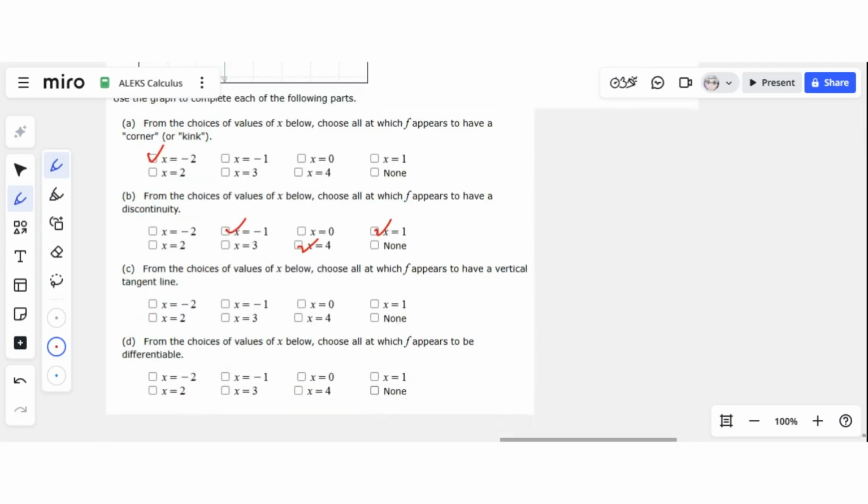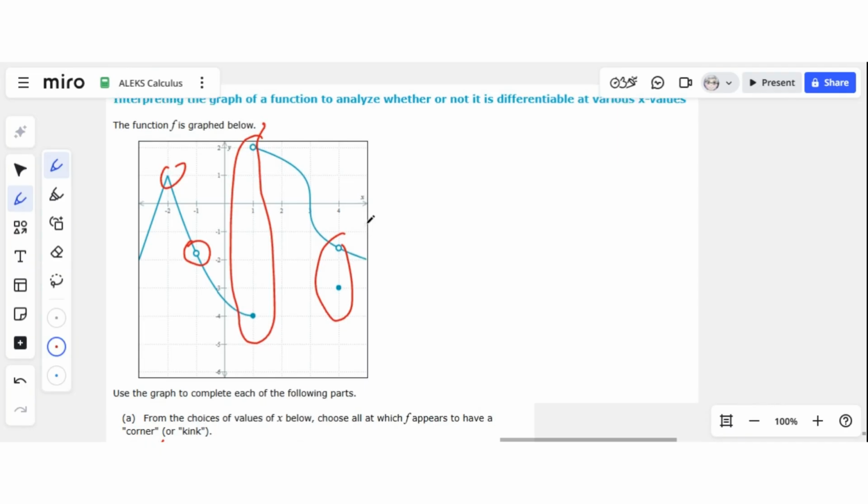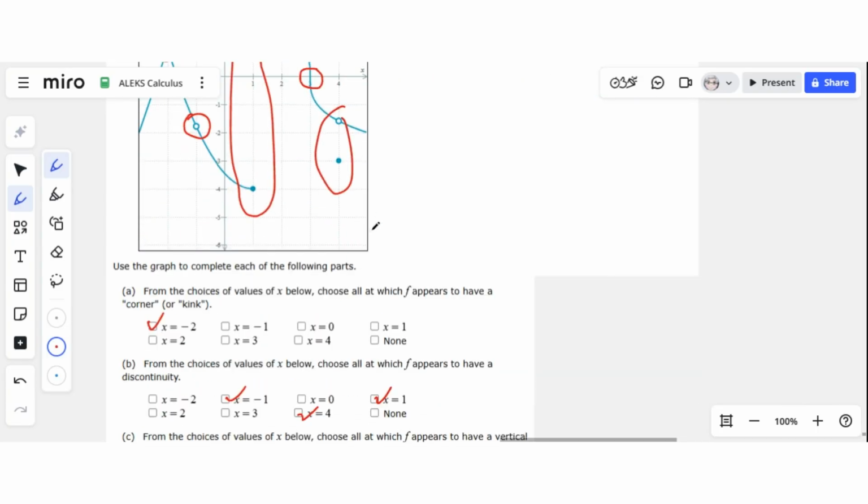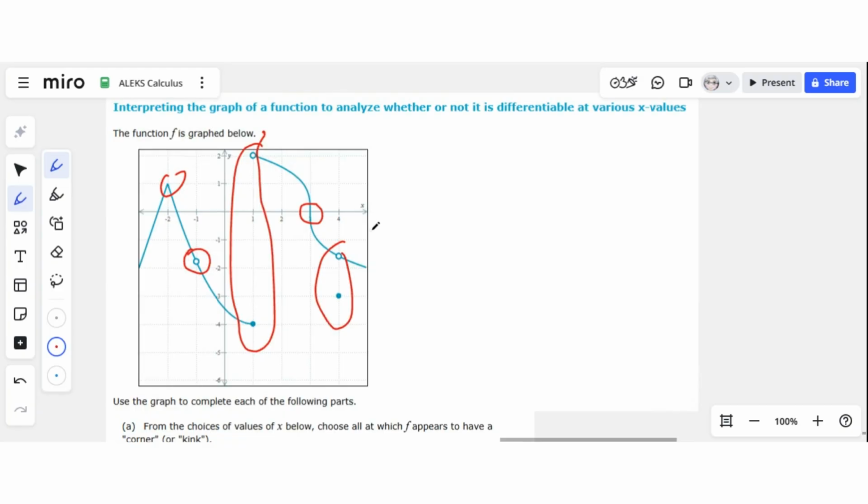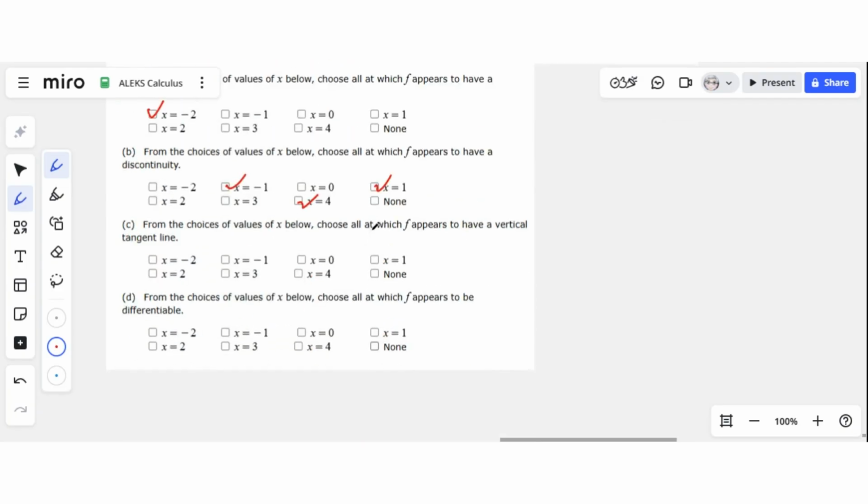All right, and then C says, from the choices of values of x below, choose all at which f appears to have a vertical tangent line. Do we have any vertical tangent? Oh yeah, look at this. Hadn't even noticed that. When the function becomes perfectly vertical, a tangent line would have a slope that's undefined. So that is another place where the function becomes not differentiable. And that looks like at x equals 3. Are there any others here? Doesn't look like it. All right, so x equals 3.